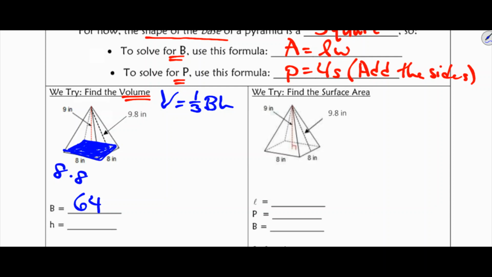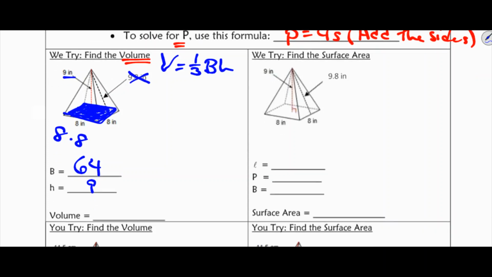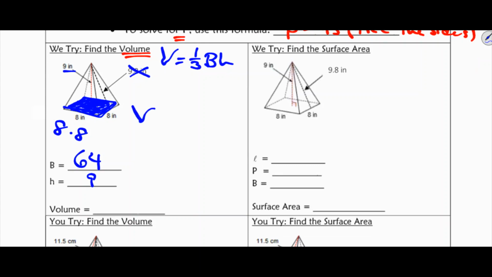What is the height, the straight up and down height? 9 inches. Yep, it's just 9 inches. You're right. It's just 9. We don't use the 9.8 at all for the volume. It's just 9. The 9.8 is going to be the slant height. And now we basically have everything that we need. Volume equals 1/3 times 64 times 9. And we multiply those three together. Don't round that 1/3. Keep it as 1 divided by 3. Keep it in your calculator, and then just do times 64 times 9. It should give you a whole number.